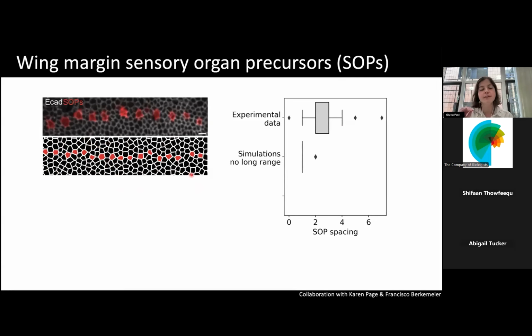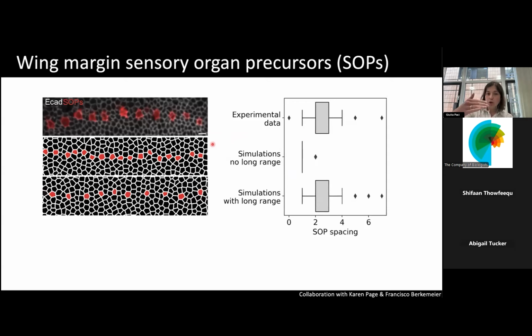So there's an almost perfect alternation of SOP, non-SOP with a spacing of 1. And that's clearly not what we see in the experimental data. So if the model then allows the cells to increase their signaling range, and in this case they're able to reach 1.5 or 2 cell diameters away, then, as you can see, the simulations can recapitulate very nicely how the pattern looks, and also quantitatively what the spacing of the pattern is.